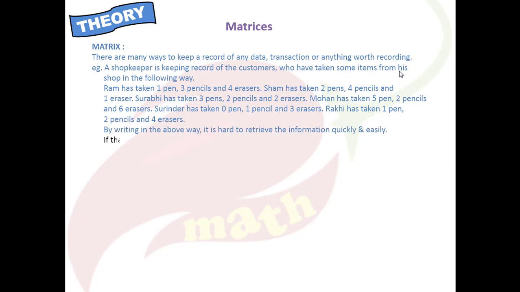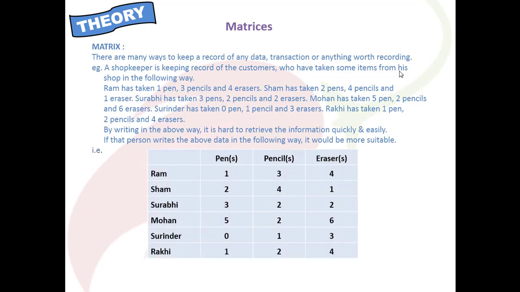अगर इसकी बजाय वो इस information को tabular form में लिखता, like this. On one side he is writing suppose names, on the other side he is writing his items, and here he is writing that Ram has taken 1 pen. Okay, you can see from here Ram has taken 1 pen and 3 pencils he purchased and 4 erasers he has purchased. So if he write in this form, it would be better.